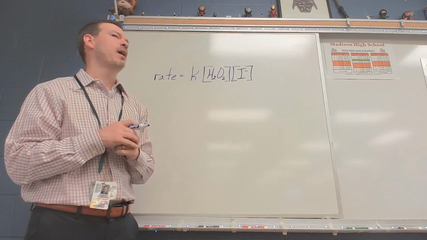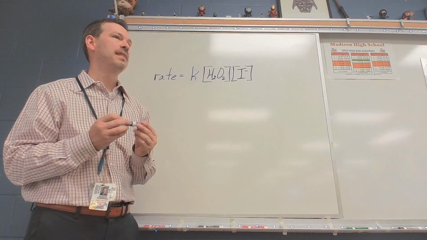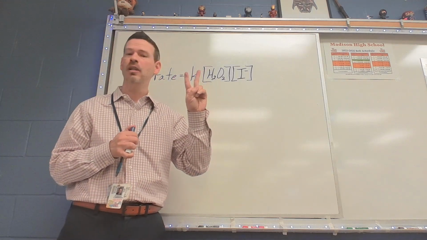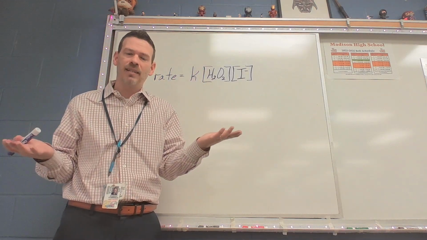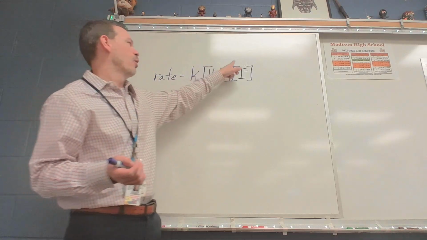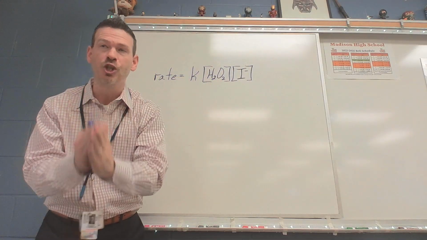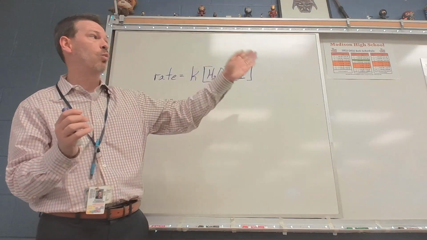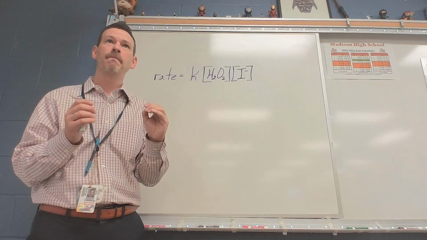Do you see the error you can make with iodide? See how it's a 2 in the overall reaction? That's the mistake to not make. The orders are the coefficients of just the slow step, which is 1 and 1.